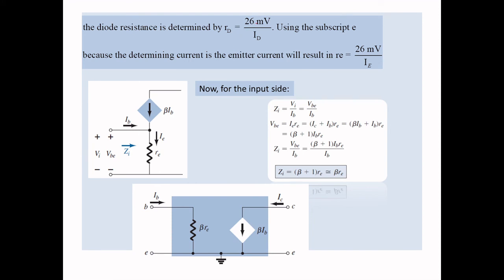I explained how you got this RD equal to 26 millivolt by ID. Already I said the current through the forward base junction of the transistor is IE, the emitter current. So it was rewritten as RE equal to 26 millivolt divided by IE. So the diode was completely represented by the RE resistor.